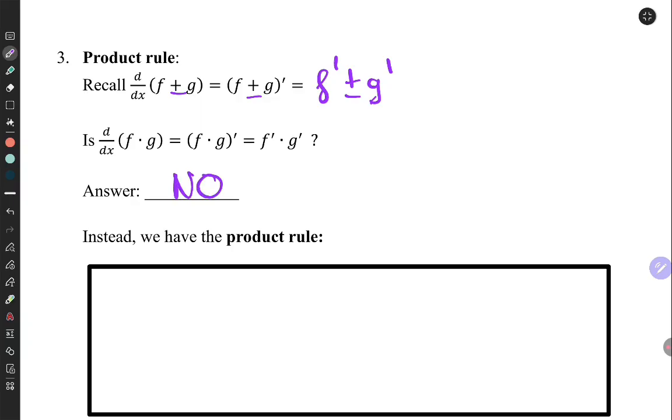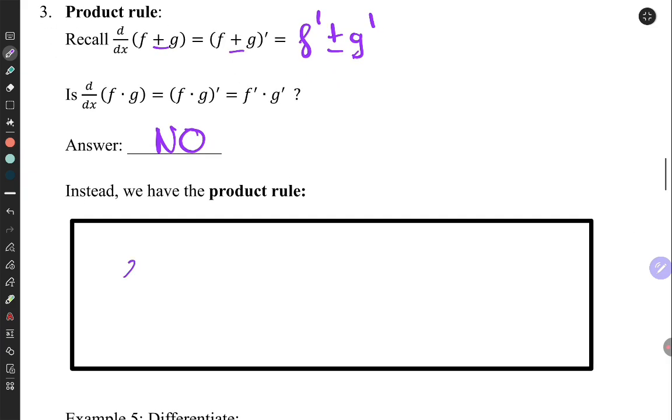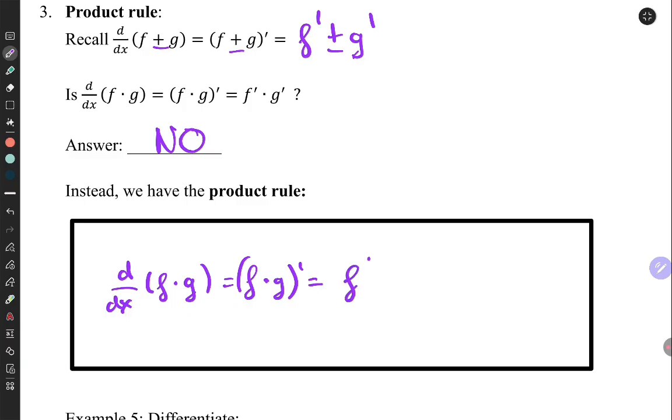If you have a product, a multiplication, the derivative of a product. Right now I'm trying to write in two different notations. You see how I write that? Prime notation, Leibniz notation. You have a product rule. The product rule will say it like this: it will be f prime g plus f g prime.